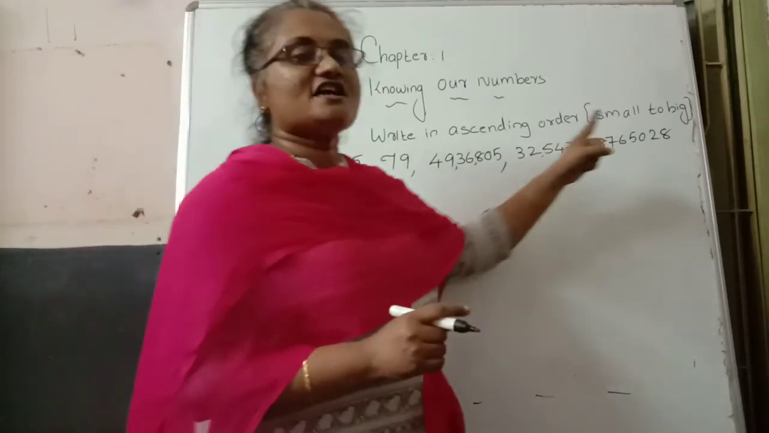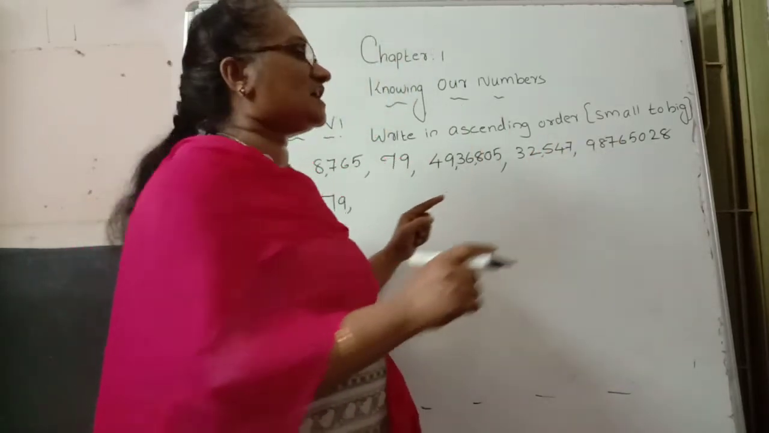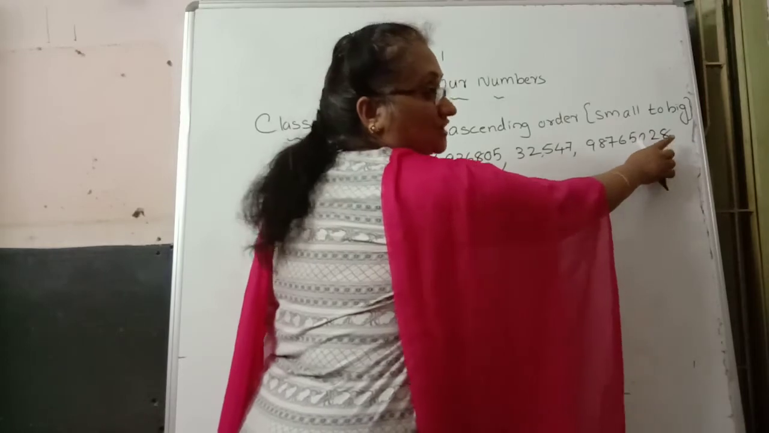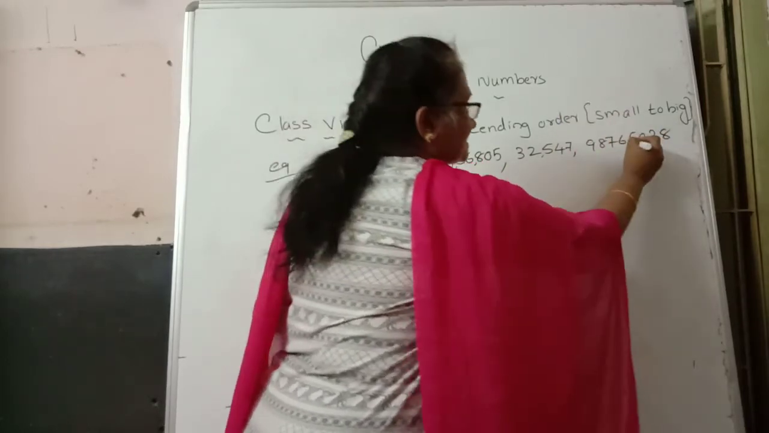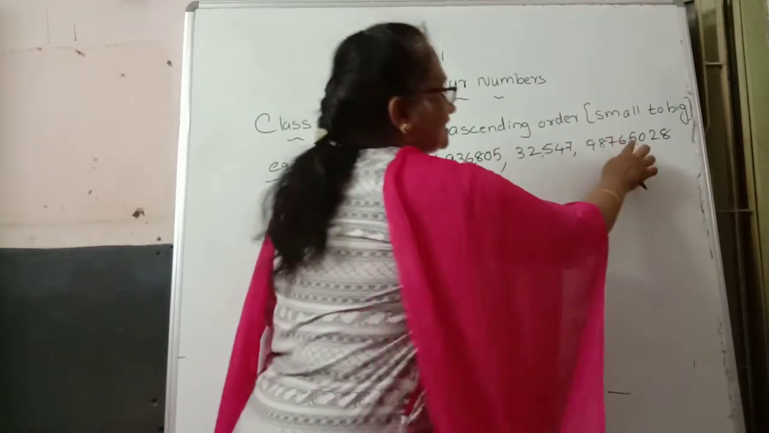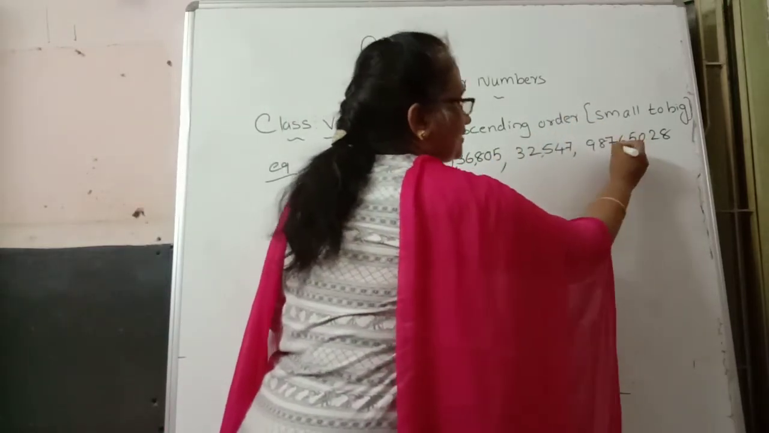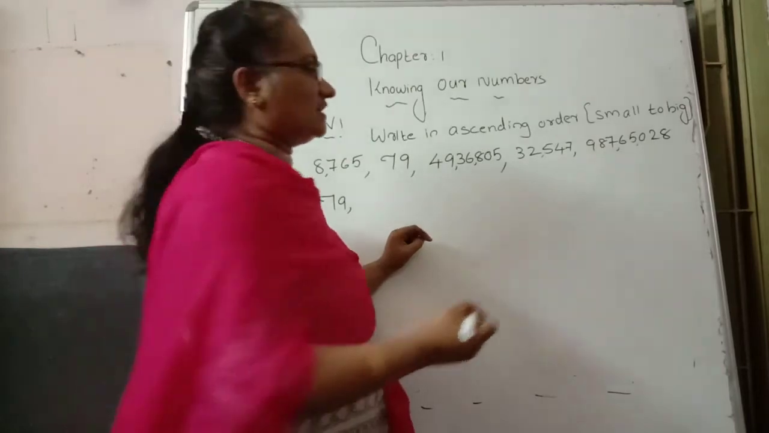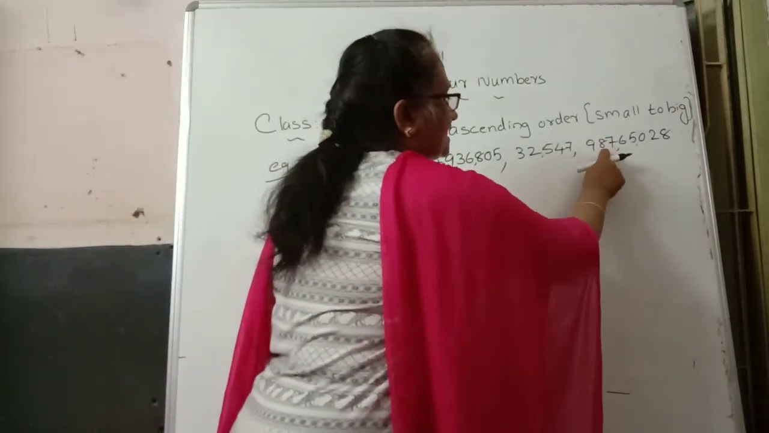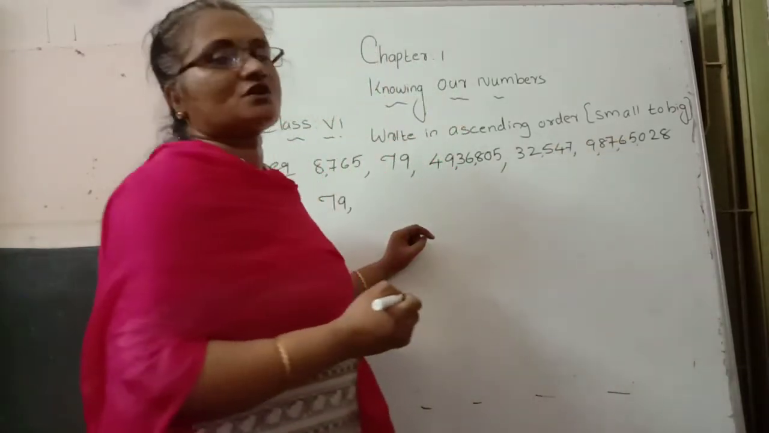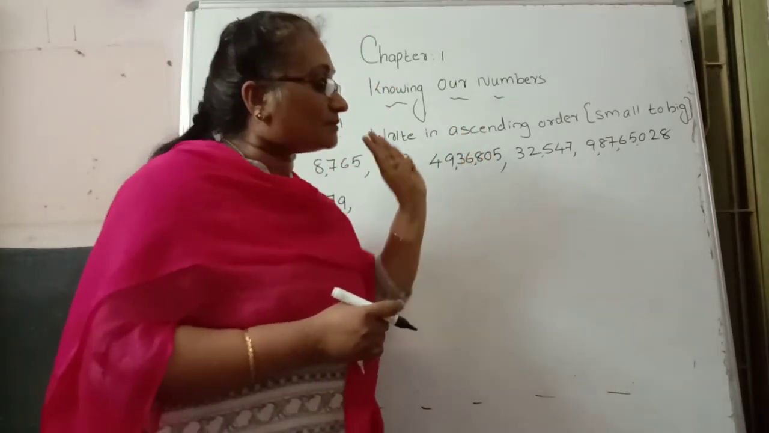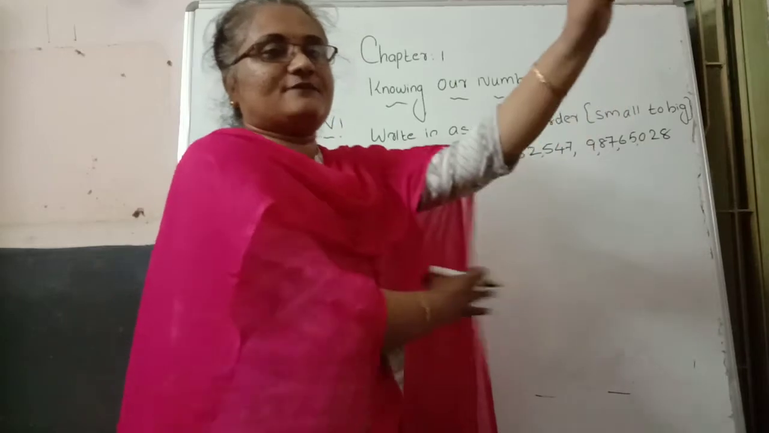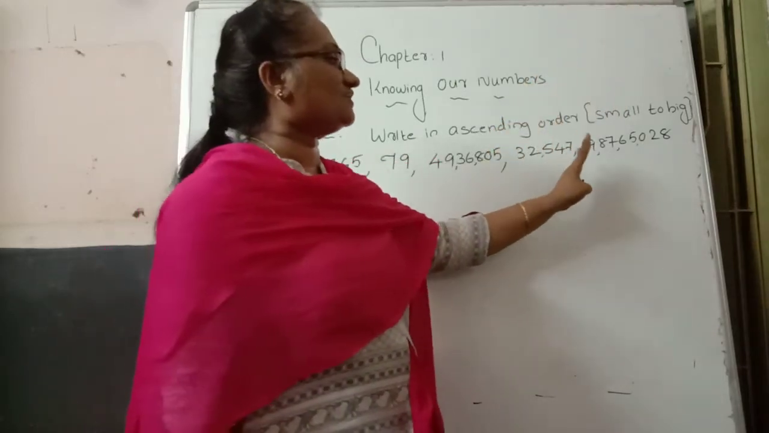Next, this big number we want to read. How to read? First we identify the place values. How to identify? First we find ones, tens, 100. After that keep a comma. Then again 1000, 10,000, and again put a comma. Then lakh, 10 lakh. After that we keep a comma. Then how to read this number? Remember, we read from left to right.